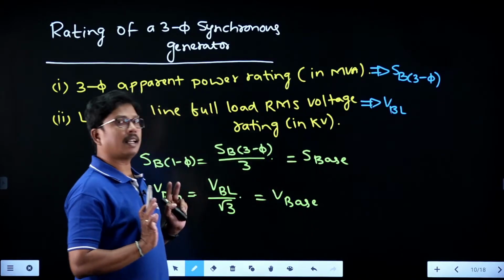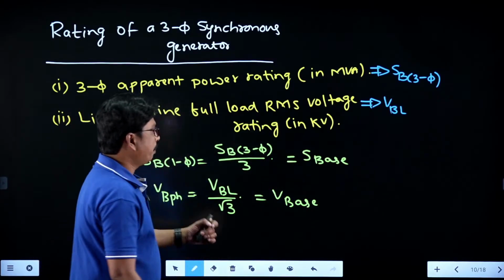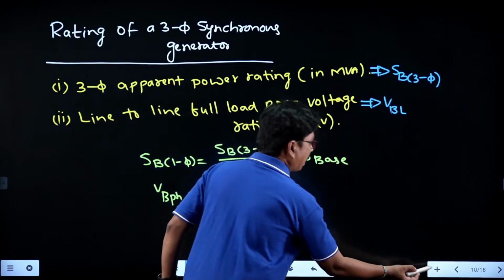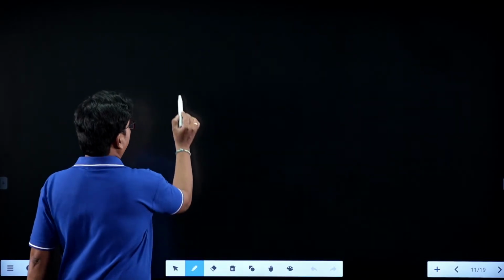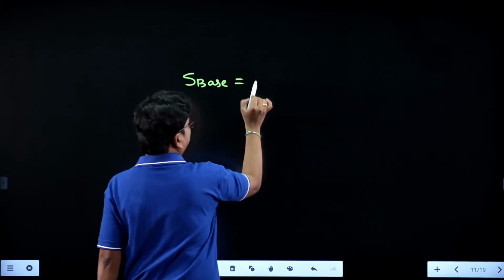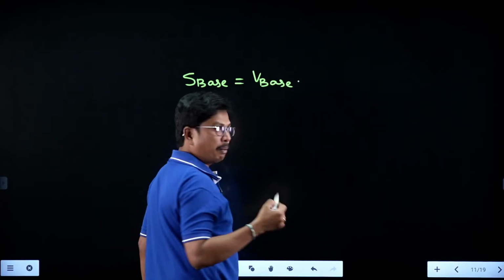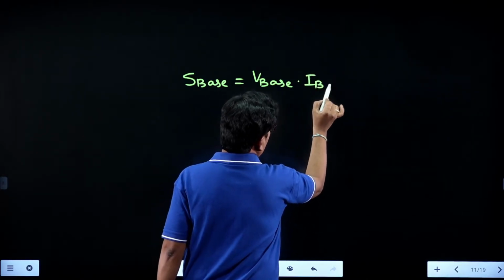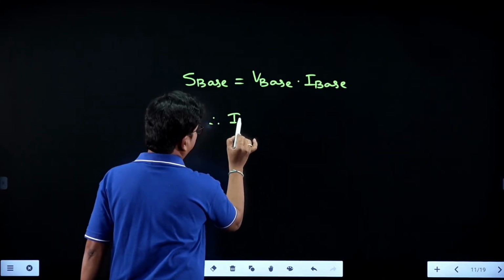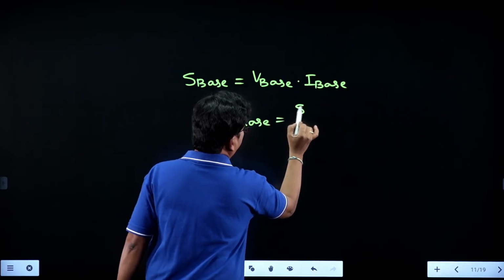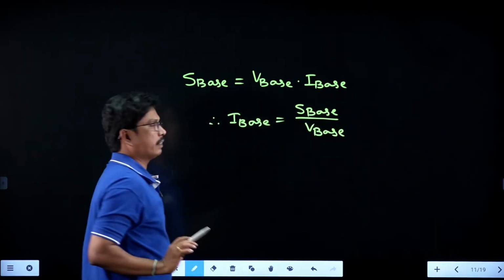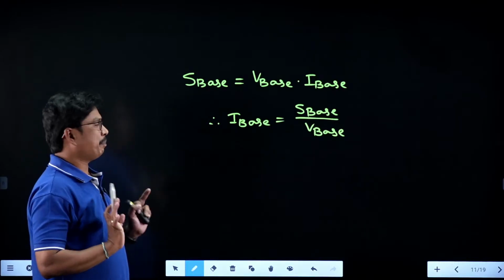When S base and V base are known, we can calculate I base. What is the formula to calculate I base, students? In single phase terms, S base single phase value is nothing but V base phase value into I base phase value. Therefore, we can calculate the I base value. What is the I base value? The I base value is equivalent to S base divided by V base. Like that you can calculate I base.